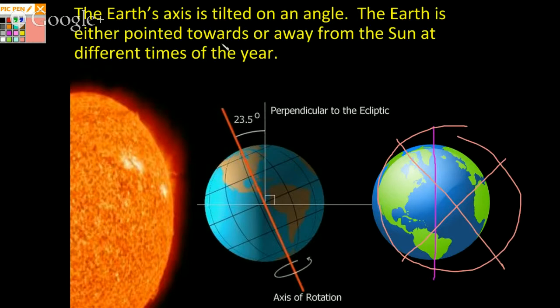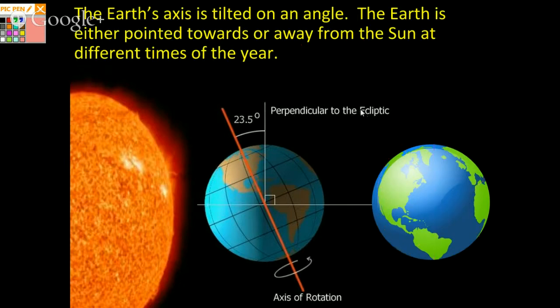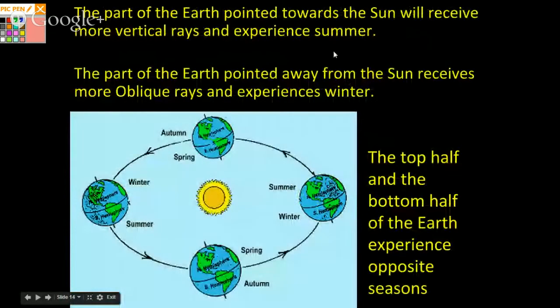So the Earth is either pointed towards or away from the sun at different times throughout the year. Because of this tilt, we are sometimes pointed towards the sun and other times away from the sun. The part of the Earth pointed towards the sun will receive more vertical rays and experience summer. The part of the Earth pointed away from the sun receives more oblique rays and experiences winter.